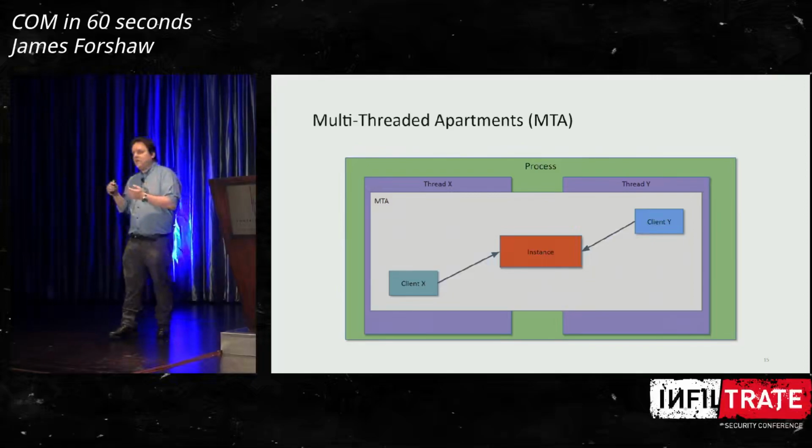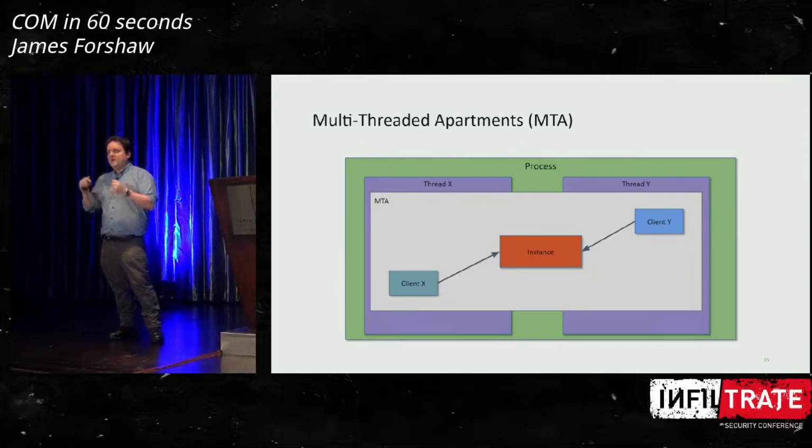Looking at the simplest one, multi-threaded apartment, there is one multi-threaded apartment per process, and any thread can opt into this. So effectively, if you create an instance in that apartment, then any other thread can just get a pointer to that object, dereference its vtable, and call methods on it. But of course, then that requires the object to implement some sort of locking mechanism or mutual exclusion to make sure that it doesn't have race conditions and things like that.